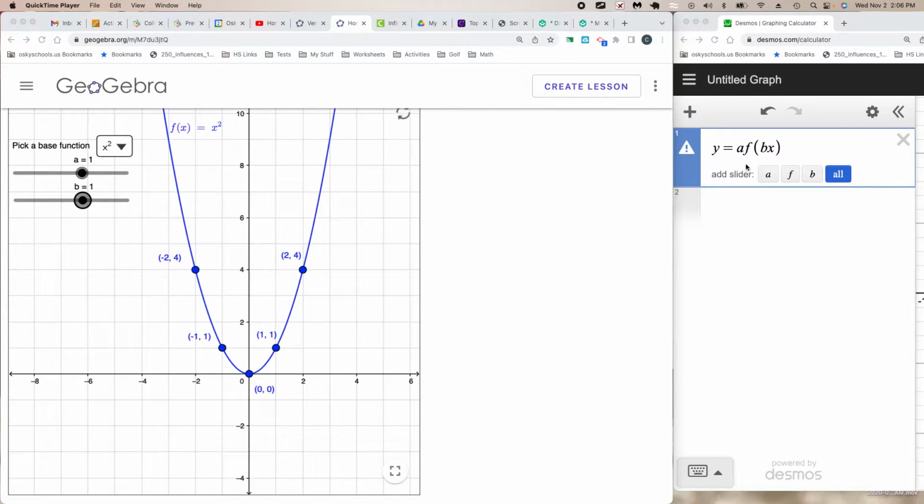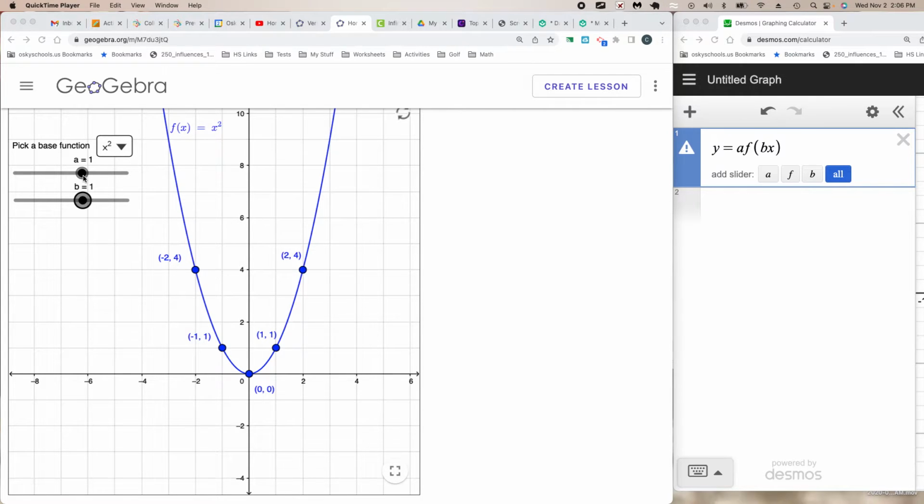So if you are changing the a value, what you're doing is you're actually doing a vertical stretch or a vertical compression. If you are changing the b value, which is on the x variable, you're doing a horizontal compression or horizontal stretch. We can see that those things sort of look very similar.